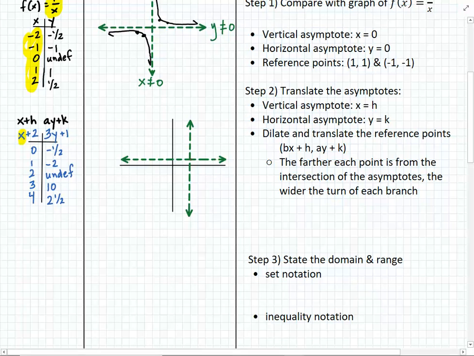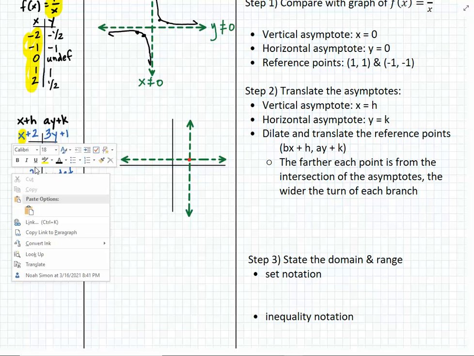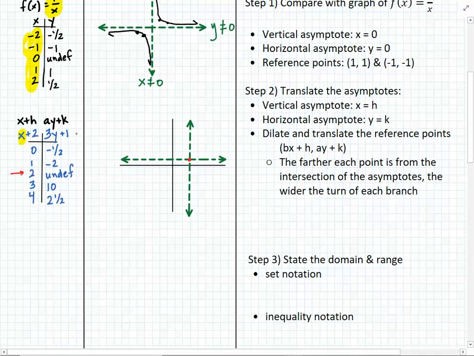And look at it, it's kind of sort of like a vertex right here. Over 2, up 1. That's that h value and that k value right there. But it doesn't have a name like that except for the intersection of the asymptotes. So I got the vertical asymptote at x equals h, my horizontal asymptote at y equals k. I did my table, I plot my points.